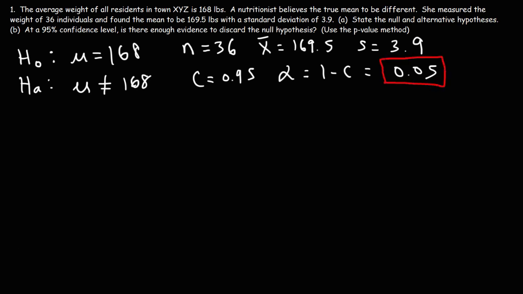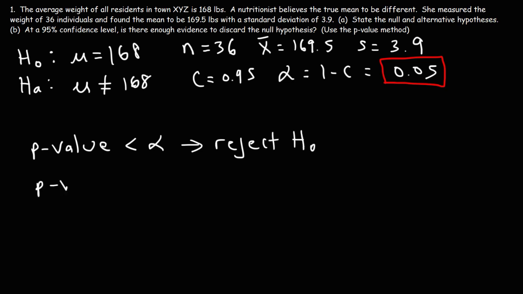Now, in order to use the p-value method, what we need to do is calculate the p-value, which represents the area that corresponds to the z or the t test statistic. If that p-value is less than alpha, we are going to reject the null hypothesis. If the p-value is equal to or greater than alpha, then we must not reject the null hypothesis. So we should accept it. The correct term is to fail to reject the null hypothesis. So we need to get the p-value and compare it to alpha.